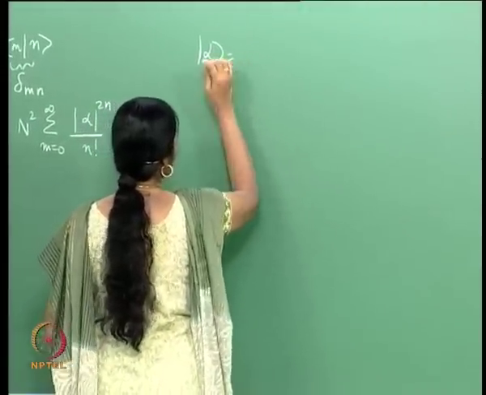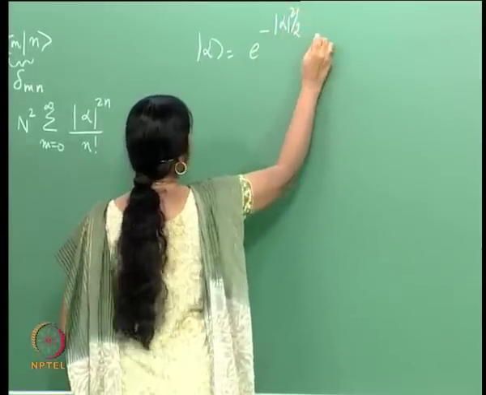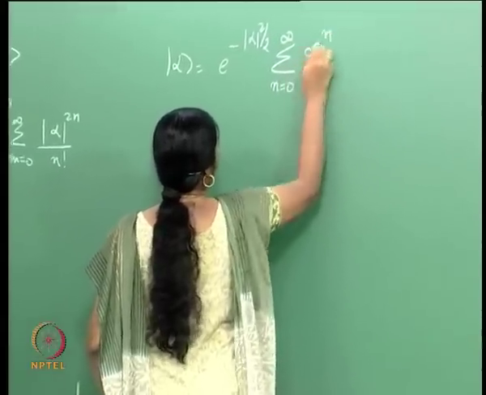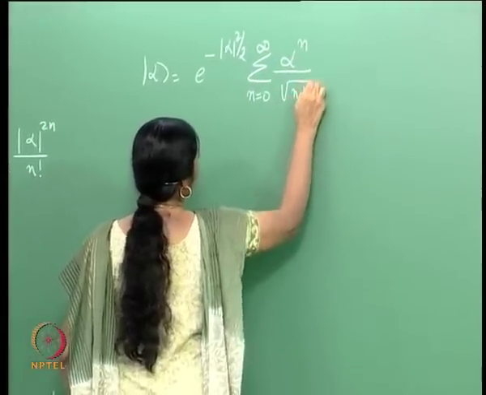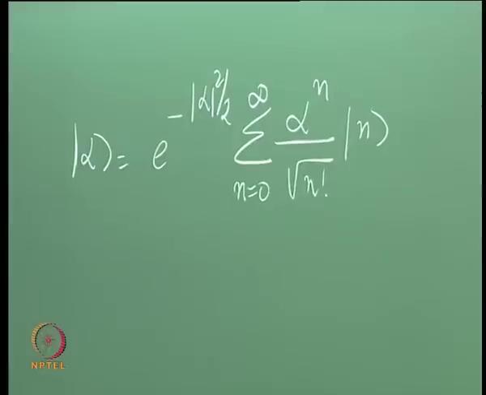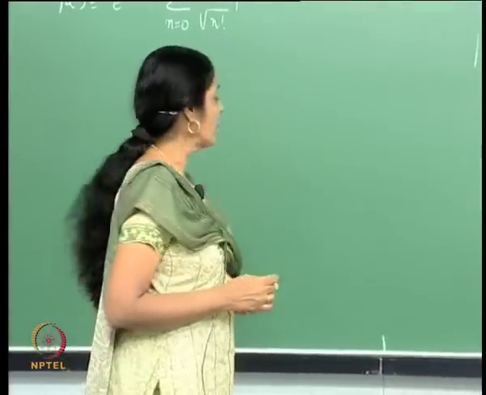So, ket alpha normalized is e to the minus mod alpha squared by 2 summation n equals 0 to infinity alpha to the n by root n factorial ket n. This infinite superposition has some very interesting properties.